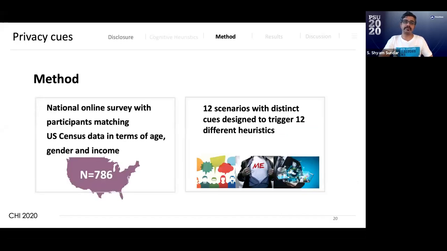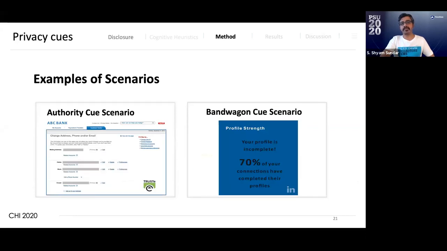We set out to determine if these heuristics could indeed be driving our privacy decision-making by conducting a survey of 786 US adults, in which we provided 12 scenarios, with each one featuring a distinct cue designed to trigger one of the 12 heuristics. Here are some examples of scenarios. As you can see on the left, a screenshot of a bank site shows an authority cue of a security seal, TRUSTe. On the right is a screenshot of an actual profile completion notification on LinkedIn with a message that provides a kind of a bandwagon cue.